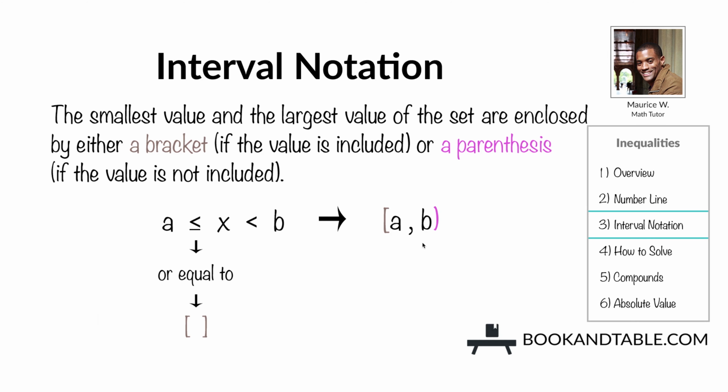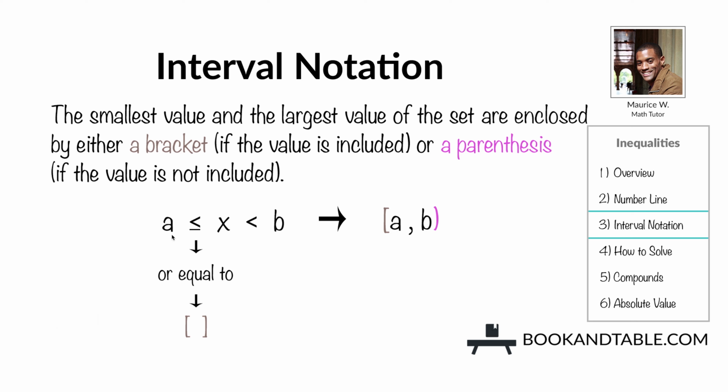So let's dive a little bit deeper into this. The smallest value and the largest value of the set are enclosed by either a bracket or a parenthesis. We use a bracket if the value is included, and we use a parenthesis if it is not included, and it can go on either side.